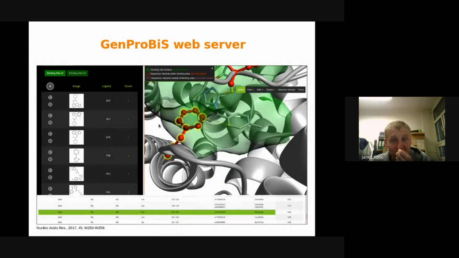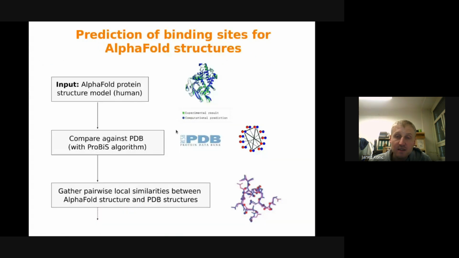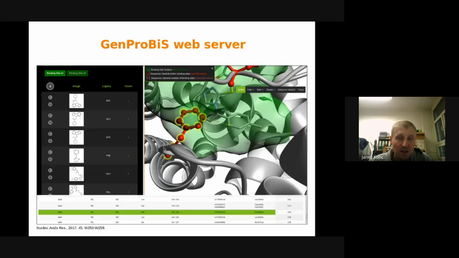So in the ProBiS web server, these sequence variants are usually red residues, and you can see here the structure of one ligand and how the sequence variant interacts with this predicted ligand of this protein.